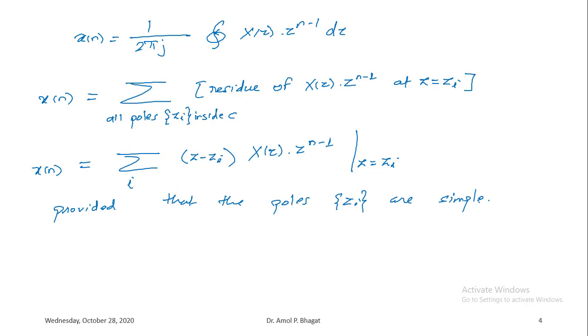If x of z into z to the power n minus 1, because we are identifying poles for this complete expression, has no poles inside the contour C, that is inside the closed path C, for one or more values of n, then simply x of n is 0 for those values, right?